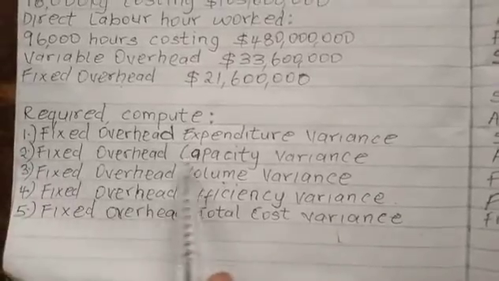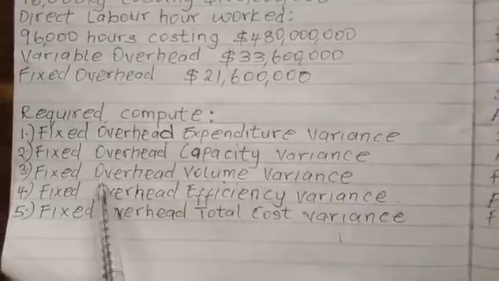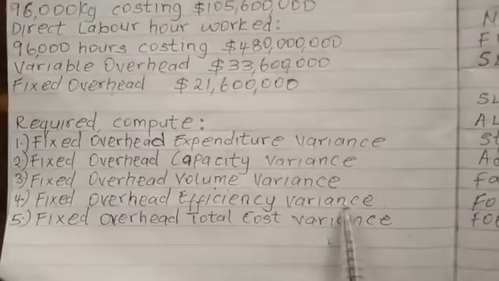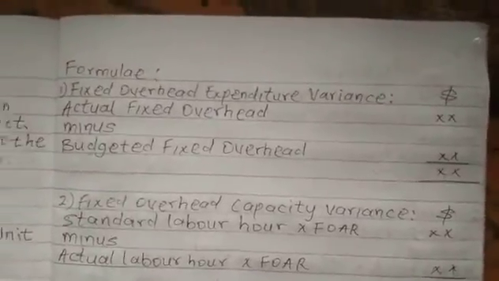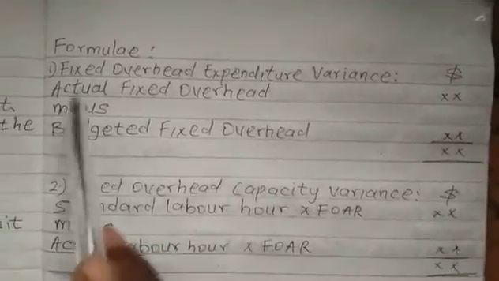2. Fixed overhead capacity variance. 3. Fixed overhead volume variance. 4. Fixed overhead efficiency variance. 5. Fixed overhead total cost variance. Formula A. The importance of this formula A is that when we are applying it in the solution, you'll be able to go over the formula A.